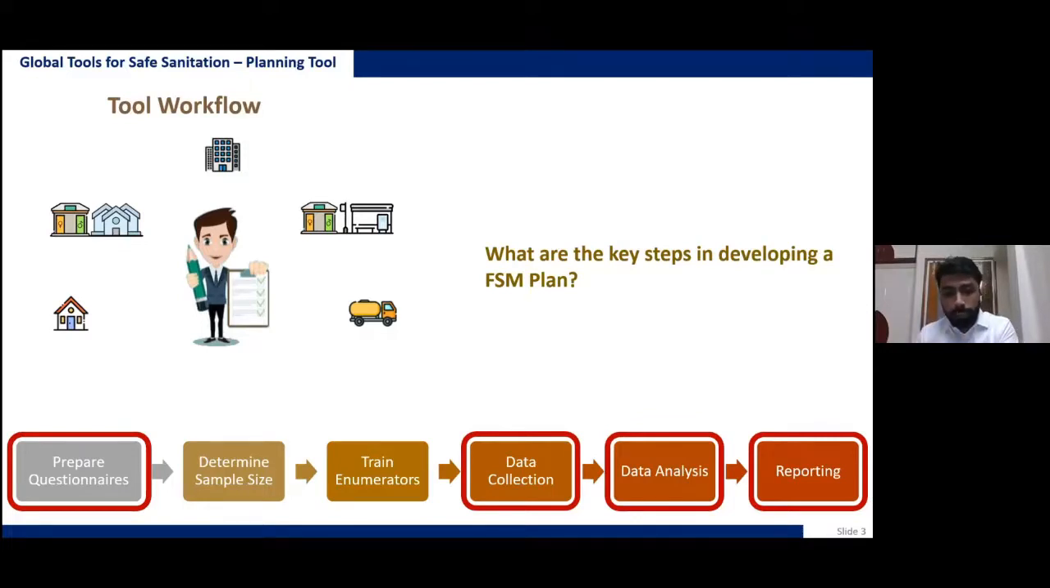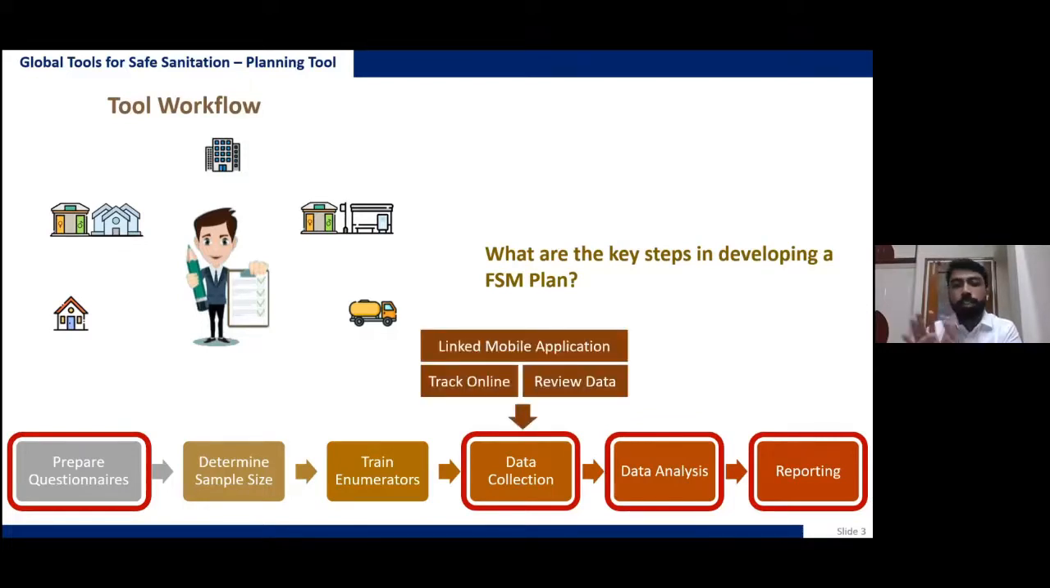And with respect to data collection, the tool helps you with a linked mobile application. I'll give you a glimpse of the mobile application. Also, sitting at one place, if you're operating from the UNICEF Guwahati office, you can look at how much data is being collected on the ground on a real-time basis. If you have 100 households to cover, you will be able to understand how many of the 100 households have been covered.